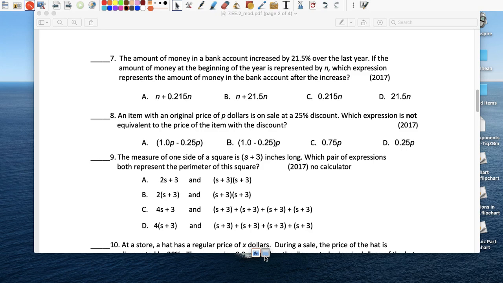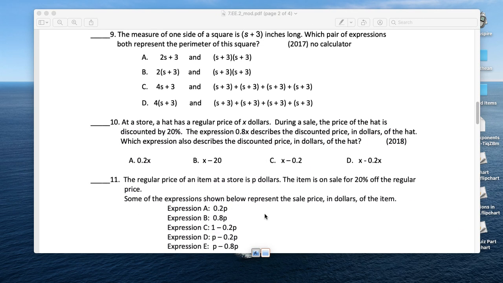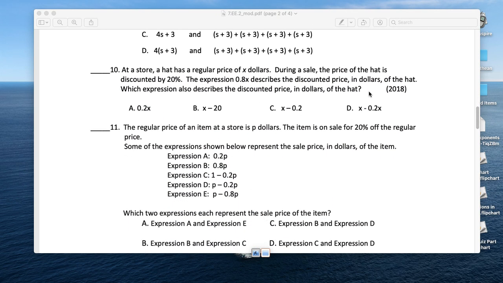No calculators. You don't need to calculate that. 10. At a store, a hat is X dollars. During the sale, the price is discounted by 20%. The expression 0.8x describes the discounted price, okay? Which expression also describes the discounted price of the hat?